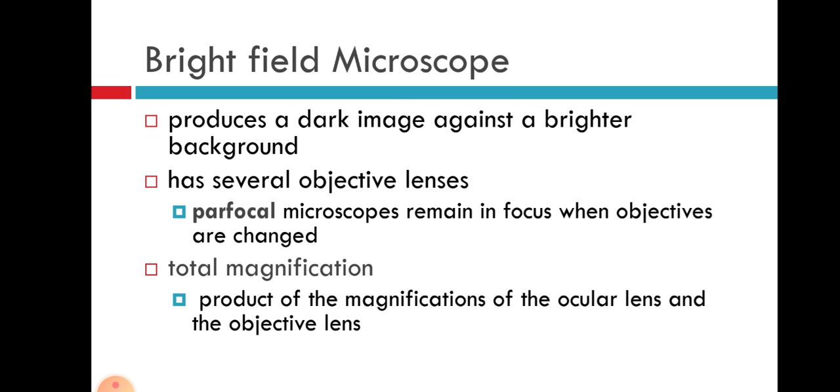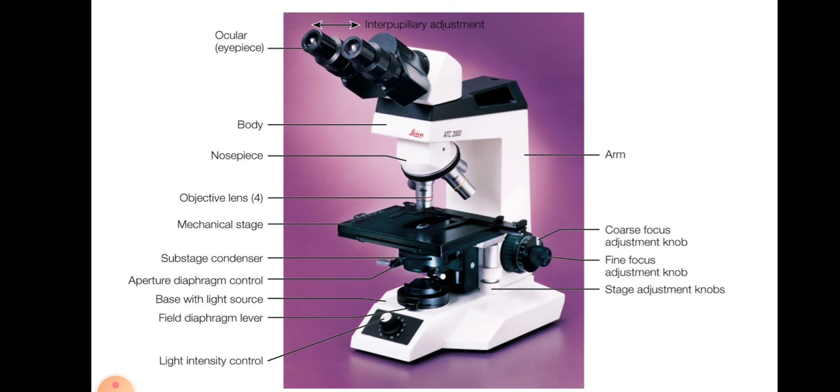A compound microscope is the primary tool in microbiology. Therefore, a clear understanding of the structure, use, and manipulations of a compound microscope is a must for all the students of microbiology. Bright field microscope produces a dark image against a brighter background, has several objective lenses. Parafocal microscopes remain in focus when objectives are changed. The total magnification is nothing but the product of the magnifications of the ocular lens and the objective lens.